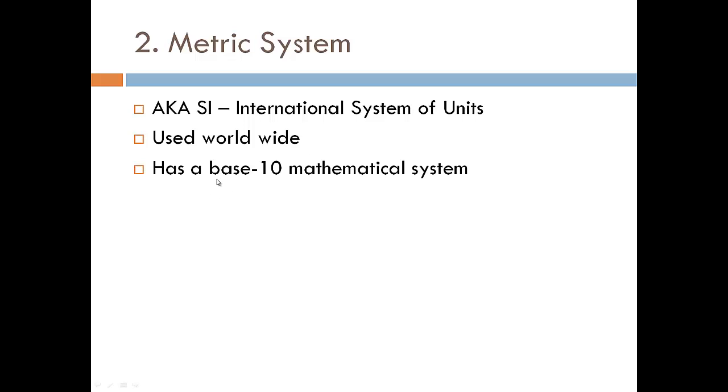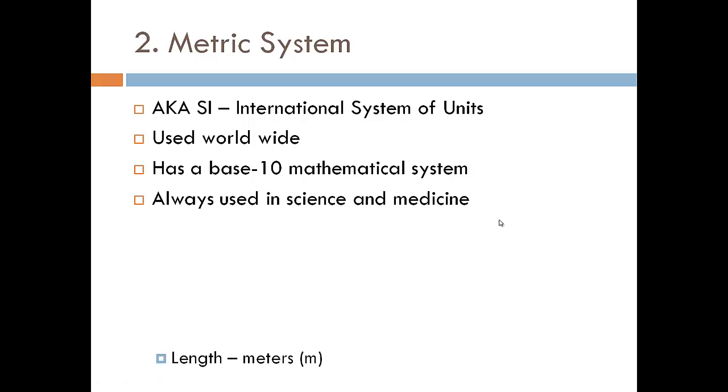Mathematically, it's a lot easier to work with because it's base 10, which means it's the same mathematical structure as the way that we write our numbers. Instead of having to do multiplication or division to do conversions, all you have to do is move your decimal point around, and it's far, far easier. And because of these reasons, this metric system is nearly always used in science and medicine, and in this classroom.